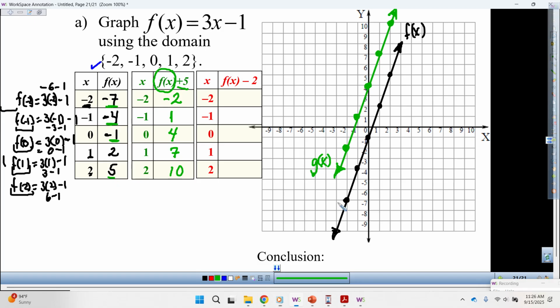So now, earlier I said a number that changes a function to another function is known as a parameter. So what was the parameter for this one? Plus 5. Are we there? Okay. So now check this out. Let me show you something. Y'all ready? All right.